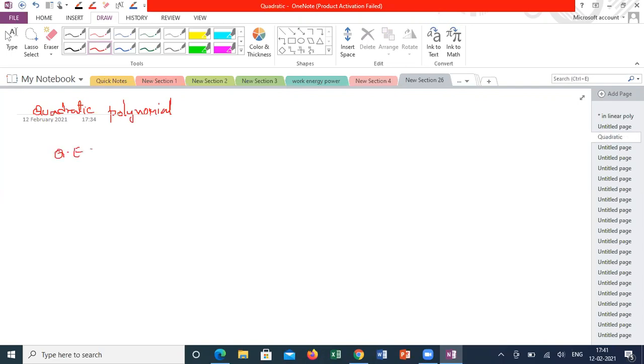So this quadratic expression is in the form of ax square plus bx plus c, where a, b, c belong to real numbers and a should not be equal to 0. Correct? So a is the coefficient of x square, b is the coefficient of x, and c is a constant, that we already know. Now we're talking about zeros. That means the x value which, when substituted, makes the whole expression 0. There are two zeros for this polynomial.